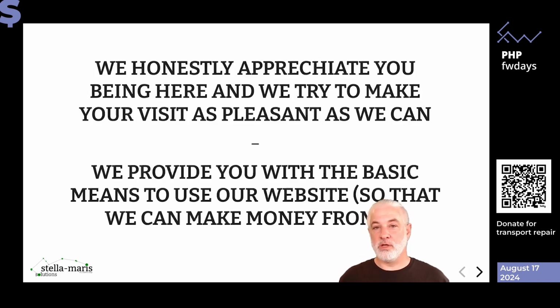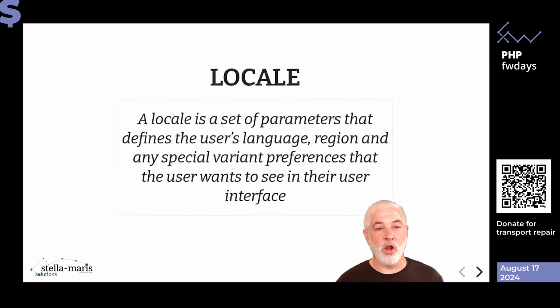So how do we do that? What is the smallest common denominator that we're talking about when we want to make someone feel welcome and feel at home? The smallest thing that people came up with was an odd thing called a locale. A locale is a set of parameters that defines the user's language, region, and any special variant preferences that the user wants to see in their user interface.